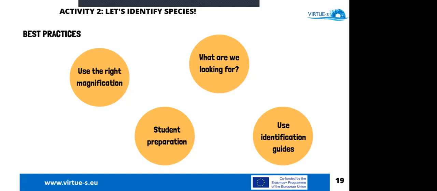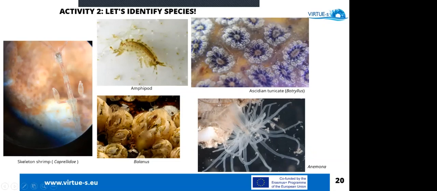And also, you should use identification guides, such as the Virtuous teaching resources, but also on the internet, you can find a lot of identification guides for biofouling and also dichotomous keys that can be useful for identification of the species.